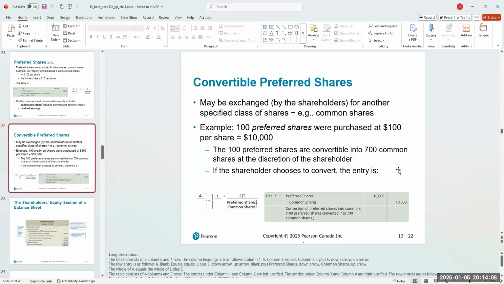An example in this case will be 100 preferred shares, which are purchased for $100 per share. That means $10,000. Now the 100 preferred shares are convertible into 700 common shares, every time the shareholders want to do that.